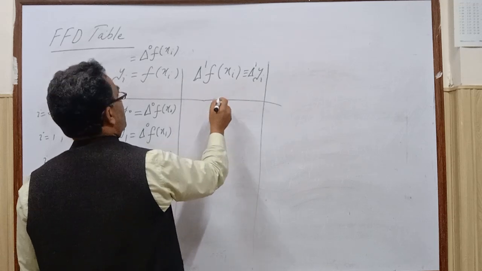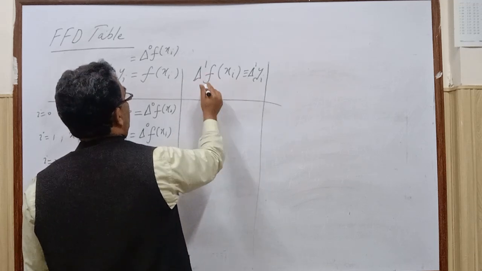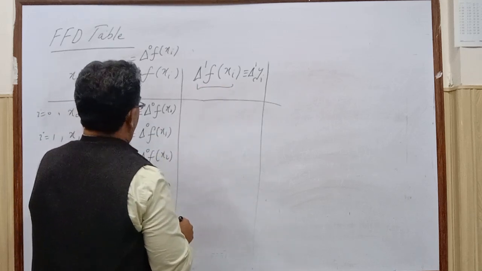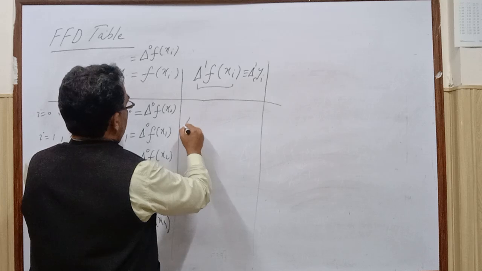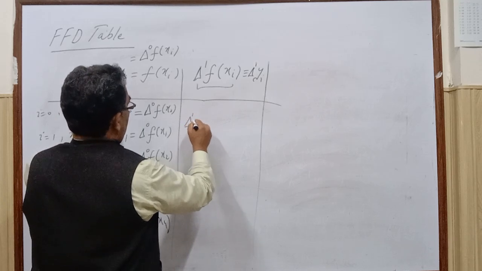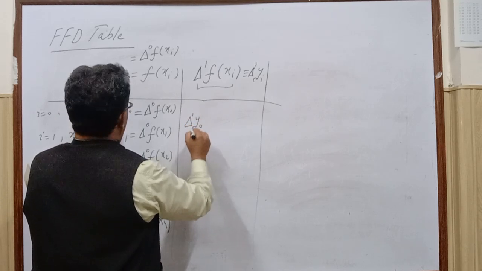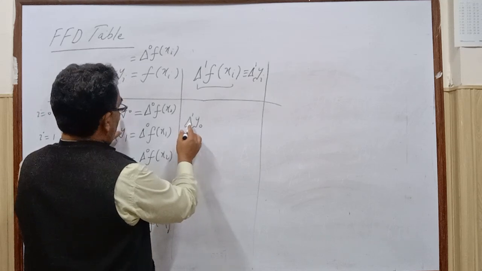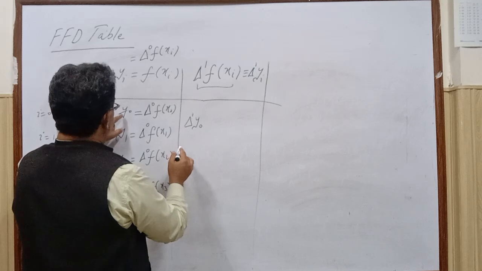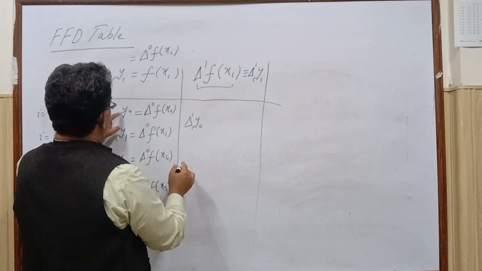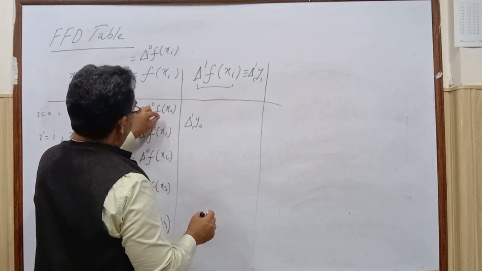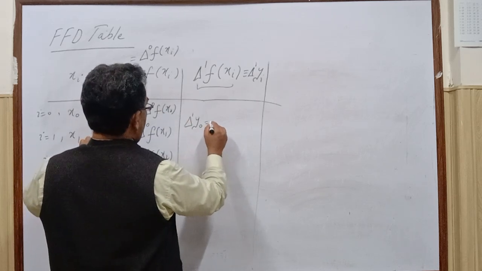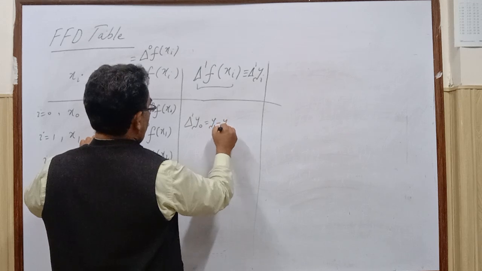That means the first forward difference from the table can be written as y1 minus y0, and that will be written as delta 1 y0. When you are finding the value of the first FFD starting with y0, that will be y1 minus y0, and the answer will be written in between them. And over here, this will be y1 minus y0.